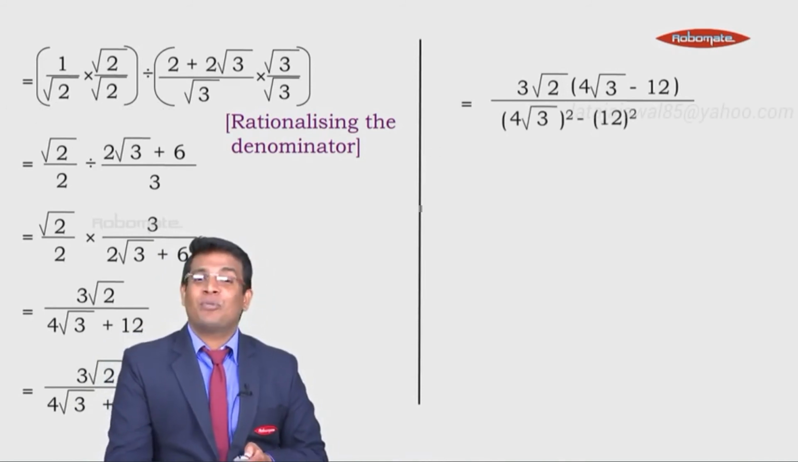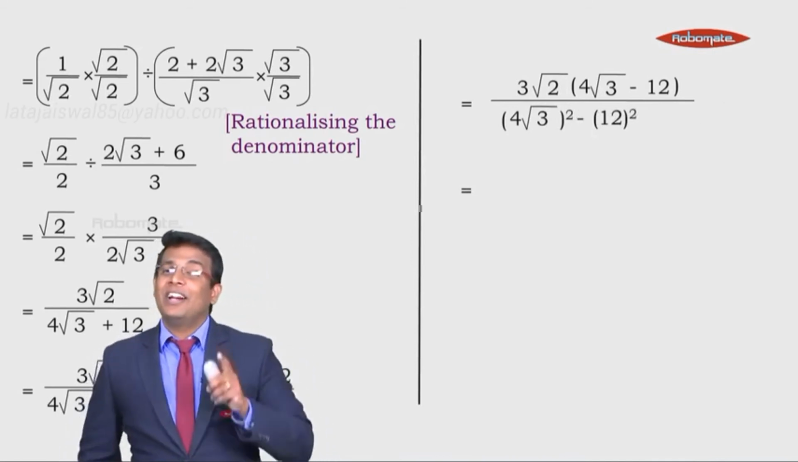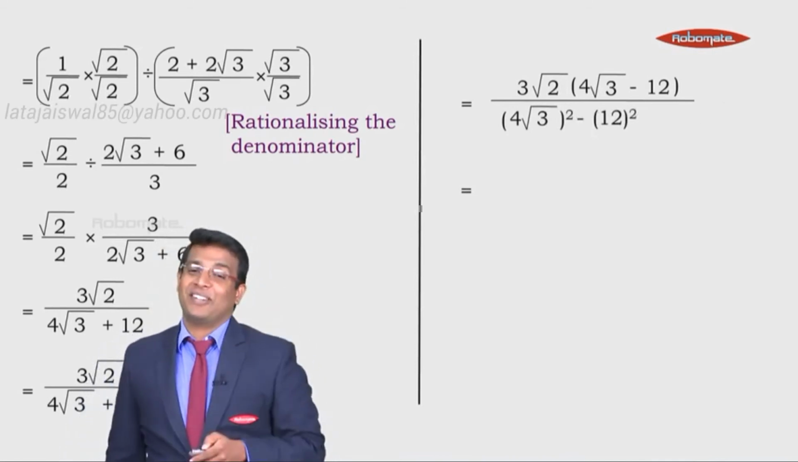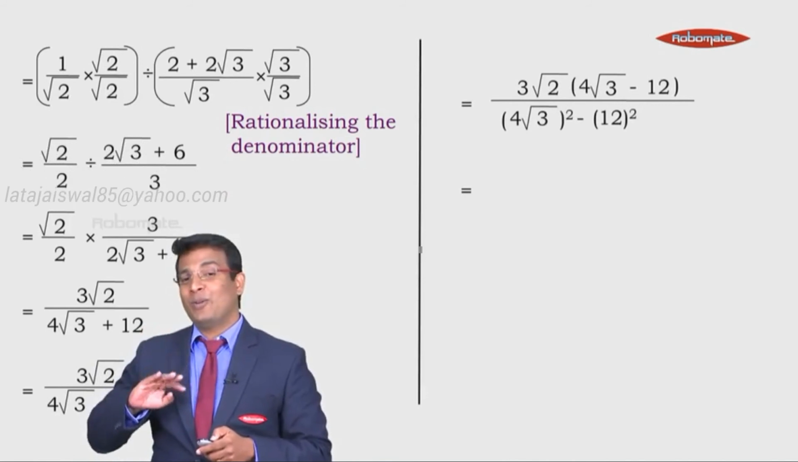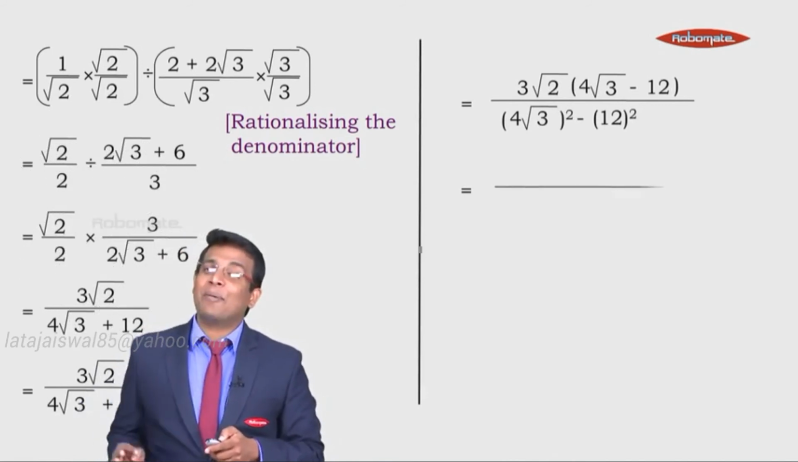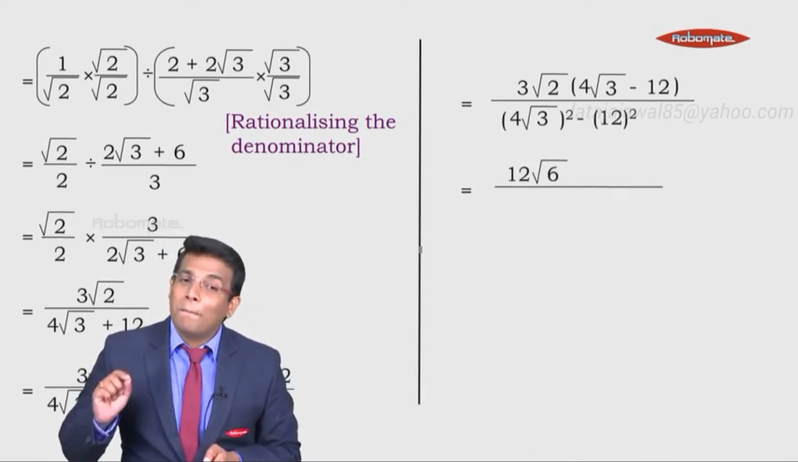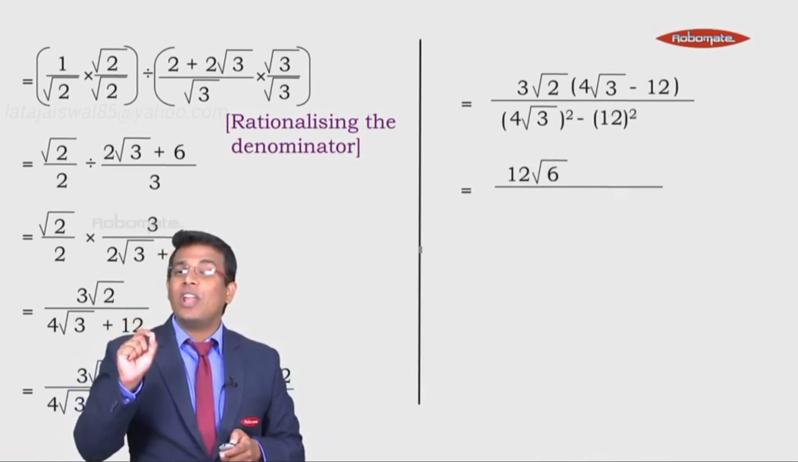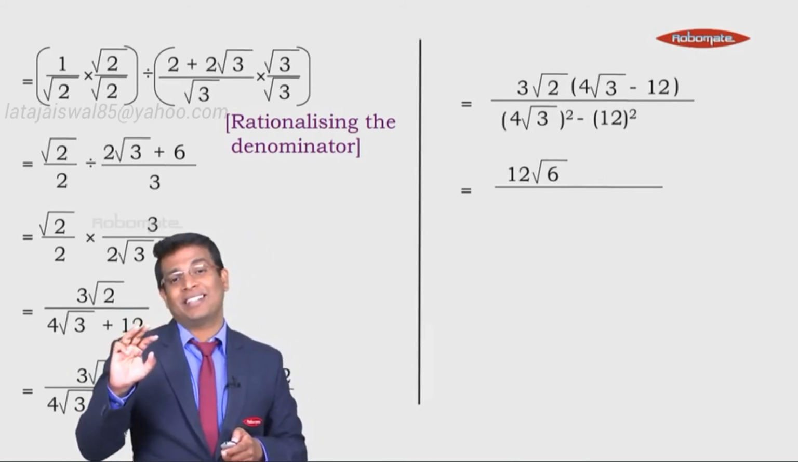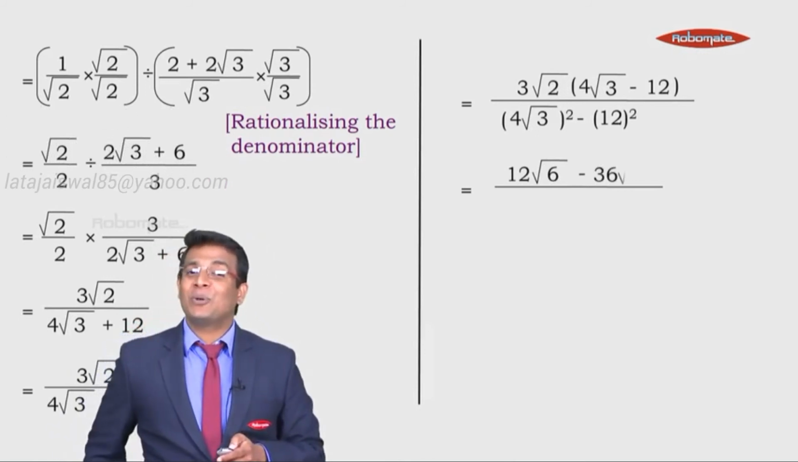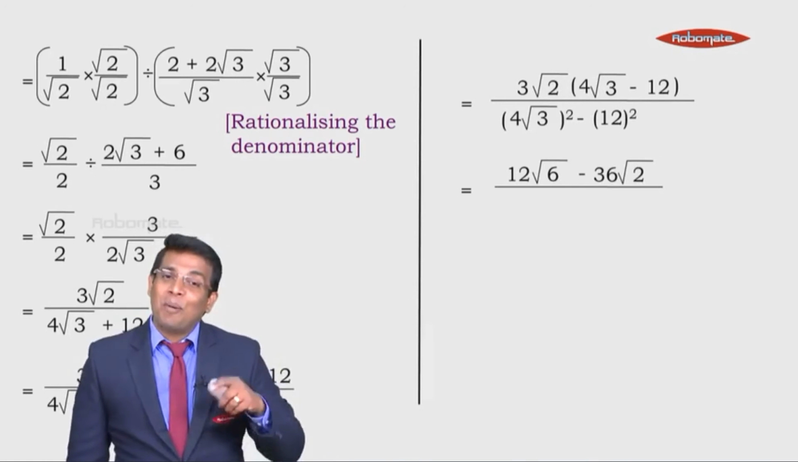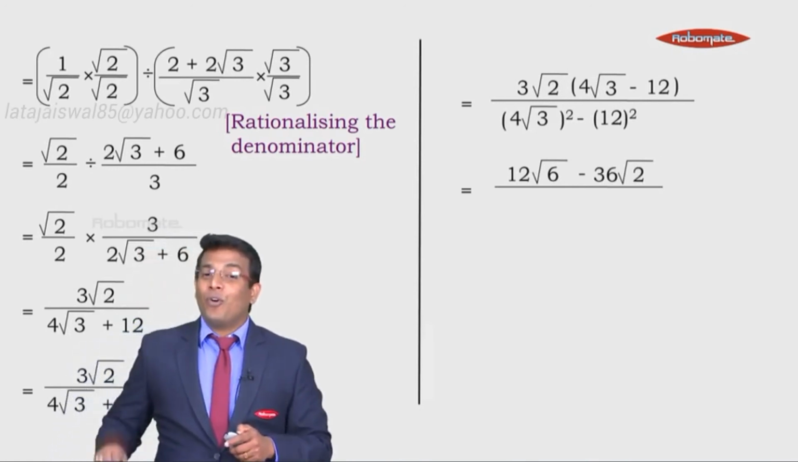So now when you solve it further, in the numerator, the 3 root 2 into 4 root 3 first. 3 into 4 is 12, root 2 into root 3 is root 6. That means we'll get it as, beautiful, 12 root 6 minus, it is 3 root 2 into 12. 12 into 3 is 36. So we'll get it as 36 root 2. Beautiful, right? Upon in the denominator, 4 root 3 the whole square.